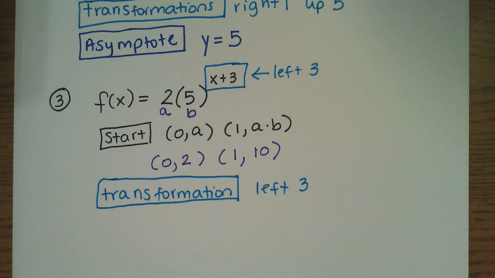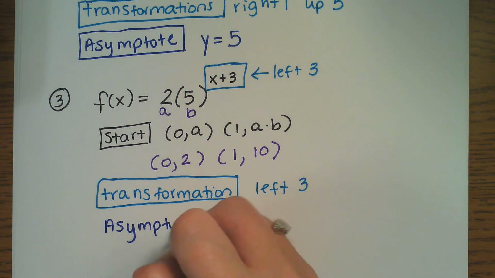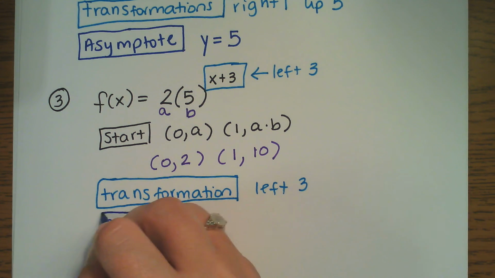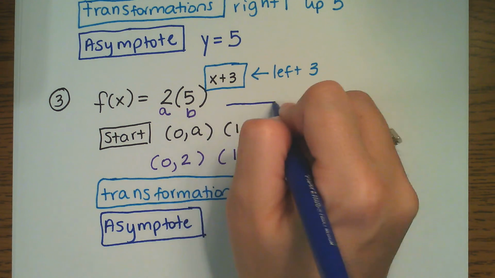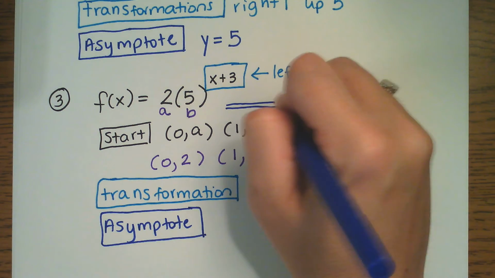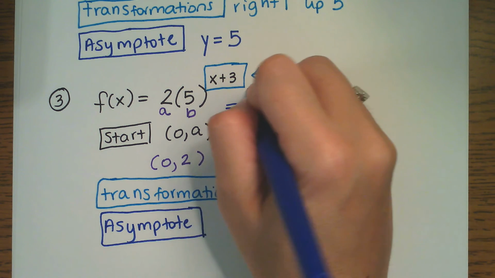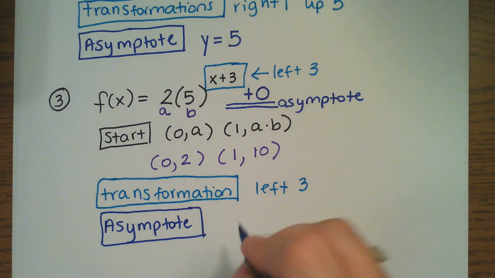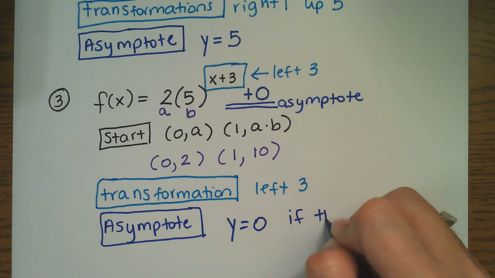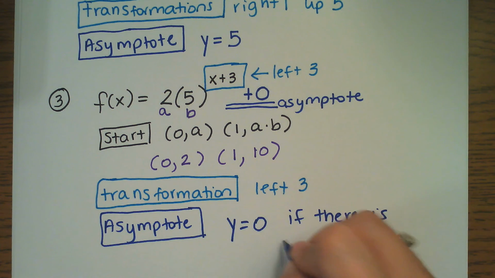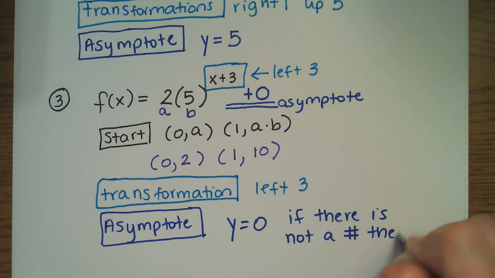So the last thing we need is the asymptote. There is always an asymptote. But there's not a number added or subtracted here on the end, so we're just going to say that it's 0. Y equals 0 if there is not a number there.